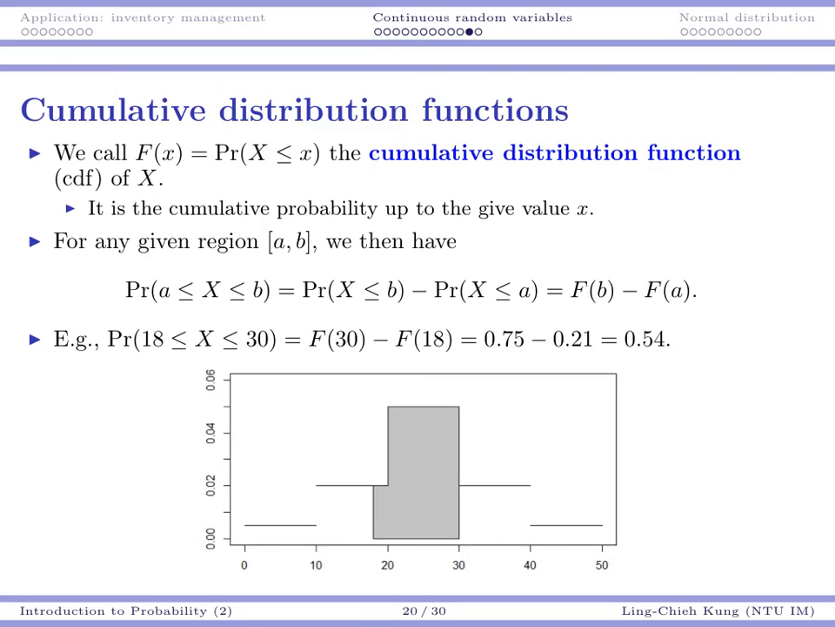Just like here. If I want to calculate the probability for x to be within 18 to 30, then I just need to do two plugging-ins and one subtraction. I'm going to get 54%. That's my probability for x to be within 18 to 30.